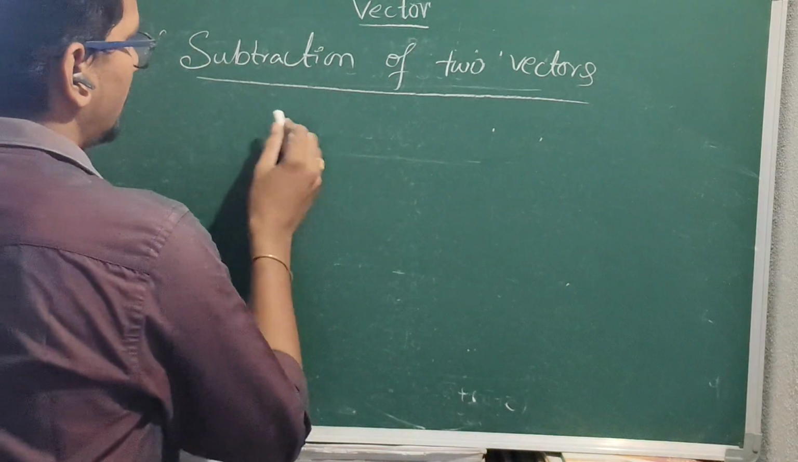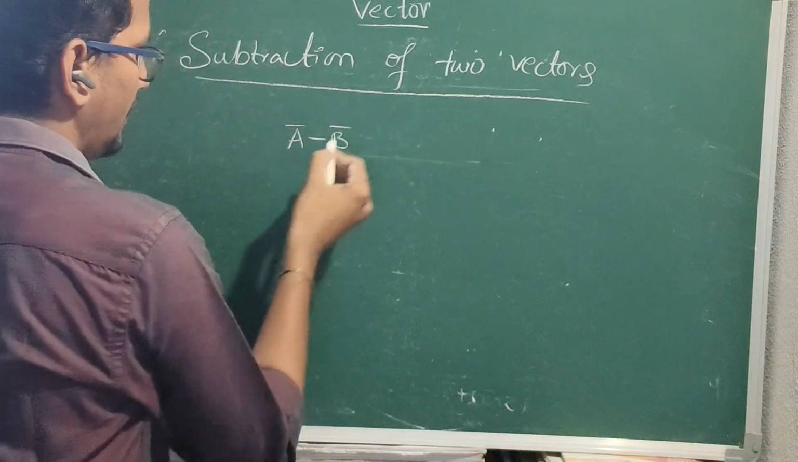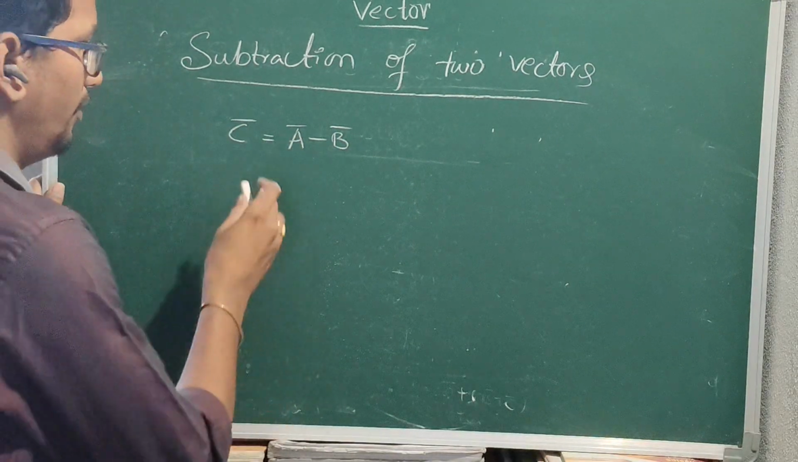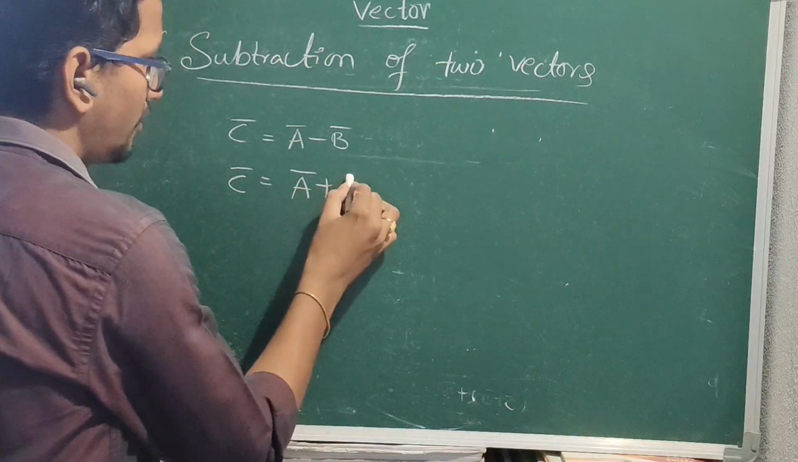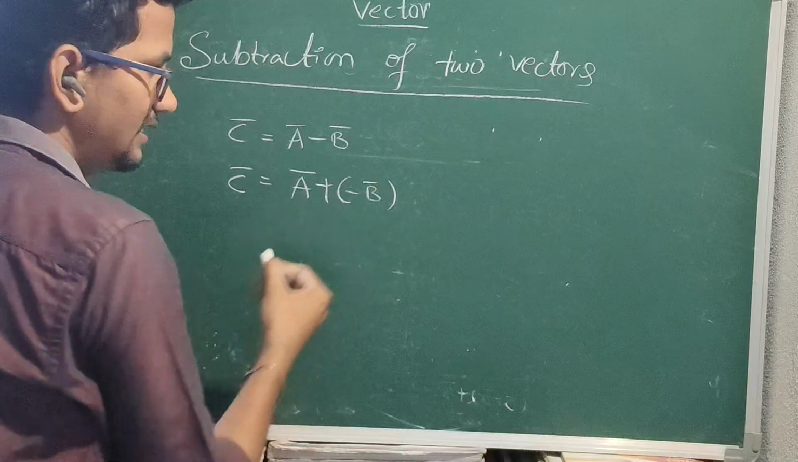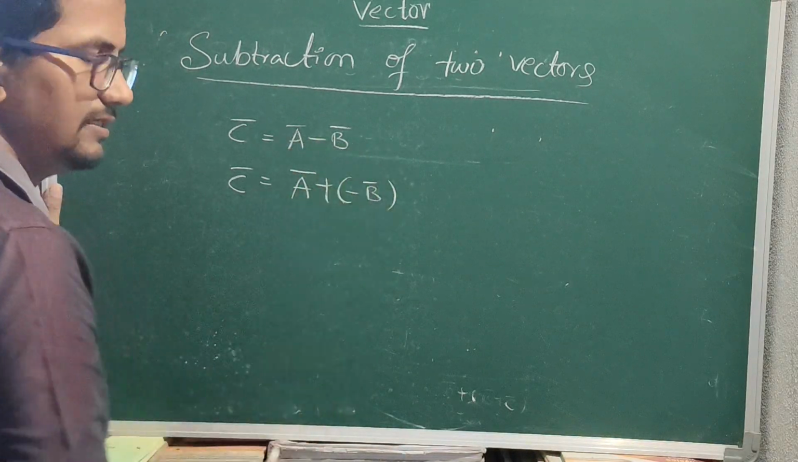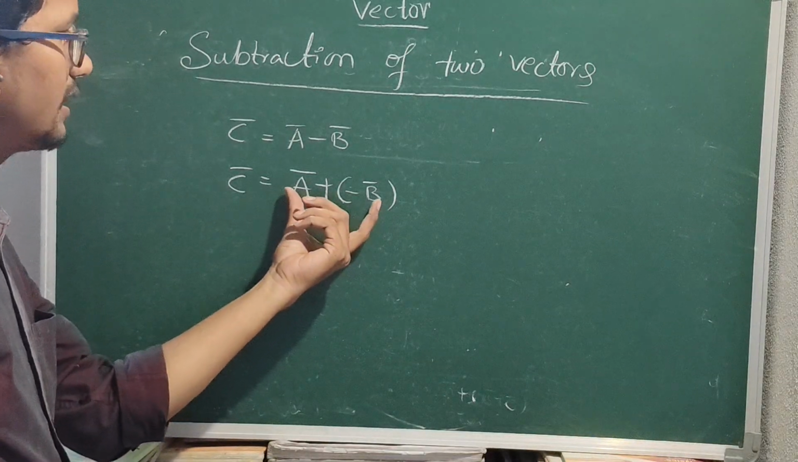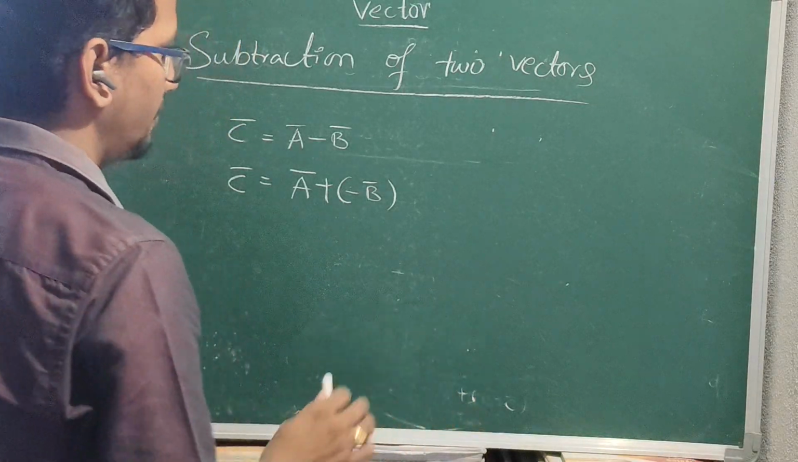For example, a bar minus b bar. C bar is equal to a bar minus b bar. Then we can write it another way, a bar plus of minus b bar. Obviously, plus into minus is minus, that's a bar minus b bar. Means using the addition of vectors we can also get the subtraction. That is based on the diagrammatic representation.